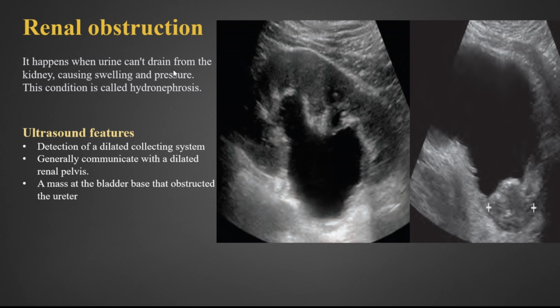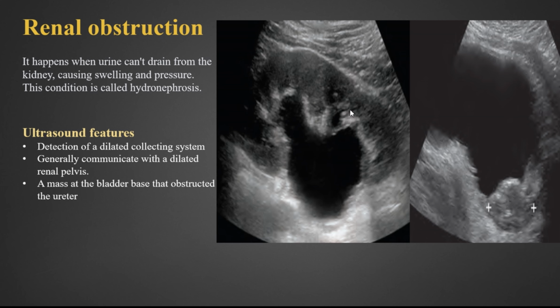First of all we are going to discuss the renal obstruction. It happens when the urine cannot drain from the kidney, causing swelling and pressure in the kidneys, and this condition is called hydronephrosis. On ultrasound we can detect the dilated collecting system, and these collecting systems generally communicate with the renal pelvis.